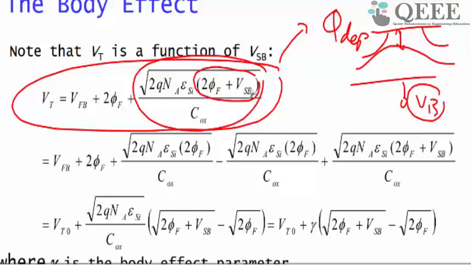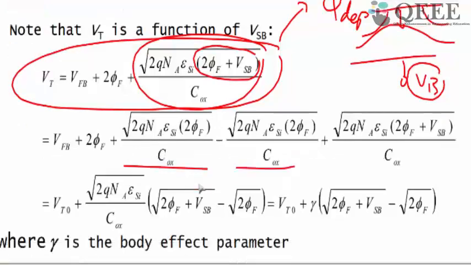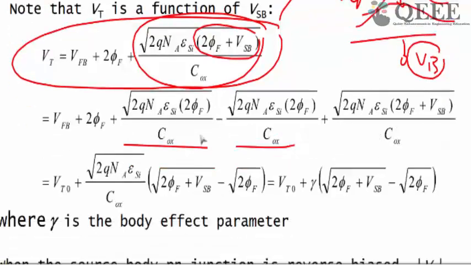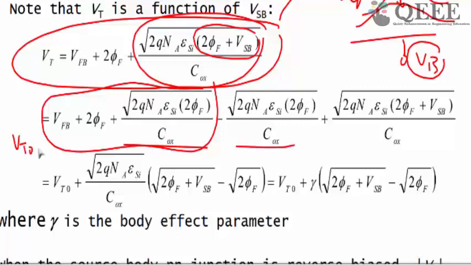So this expression, we can make it much simpler. What we are going to do is add and subtract this term. Why are we going to do this? It will become clear. If you add this term, it is nothing but the threshold voltage without any substrate bias, so you can call it VT0. That is the threshold voltage in the absence of any substrate bias.